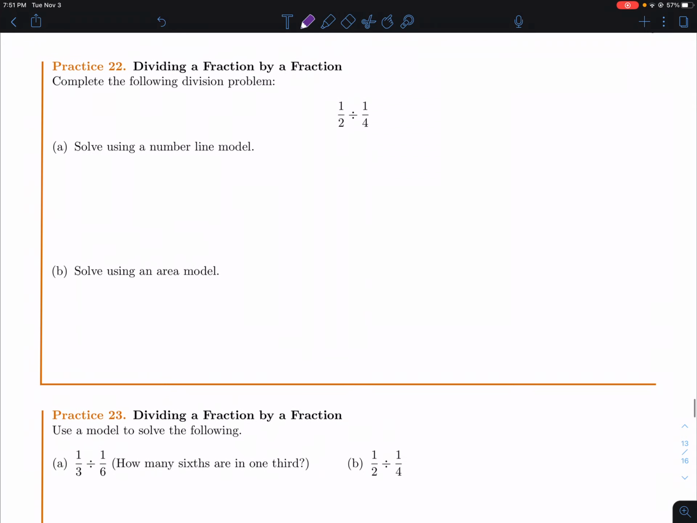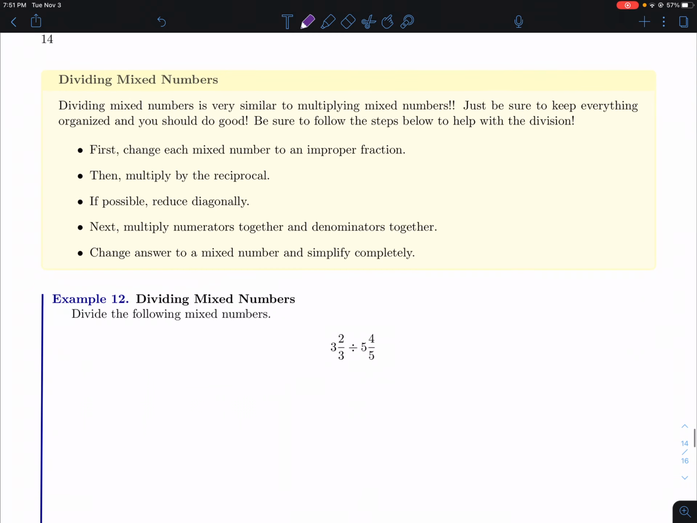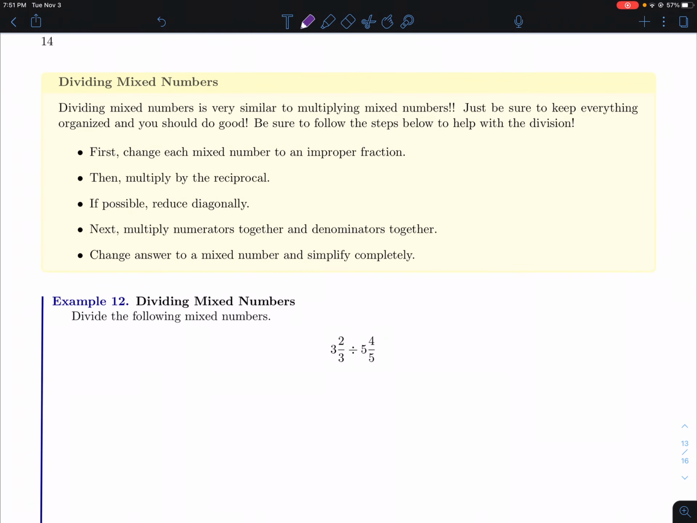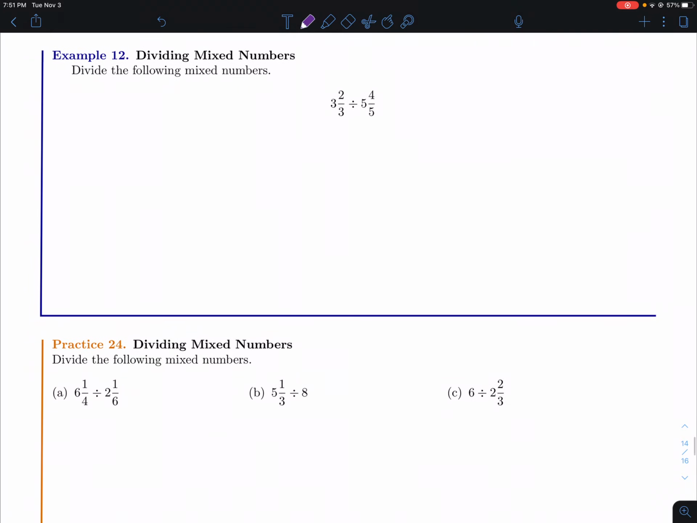So practice 22, 23. You guys work on those on your own. And then when you come back, unpause the video. We'll talk about how to divide mixed numbers in this case. So it's not much different than multiplying, just one kind of extra step. So when you're finished, unpause the video, come back, and then we'll go through how to divide mixed numbers.